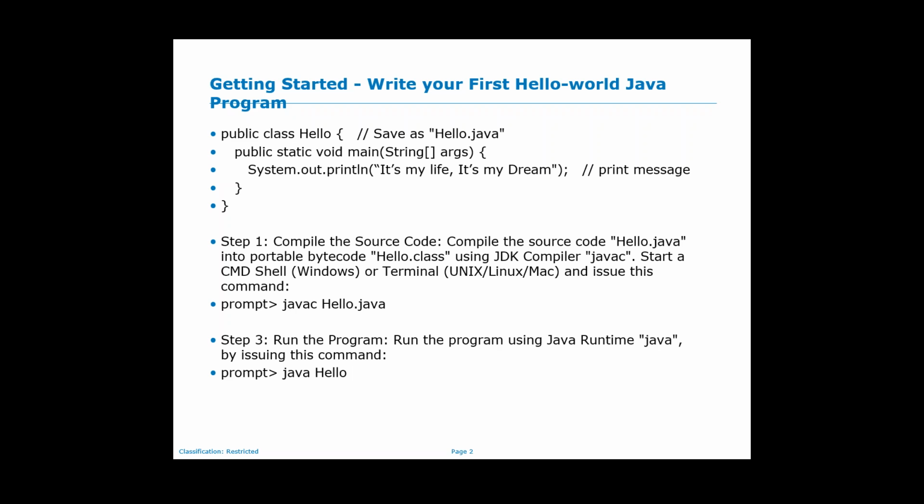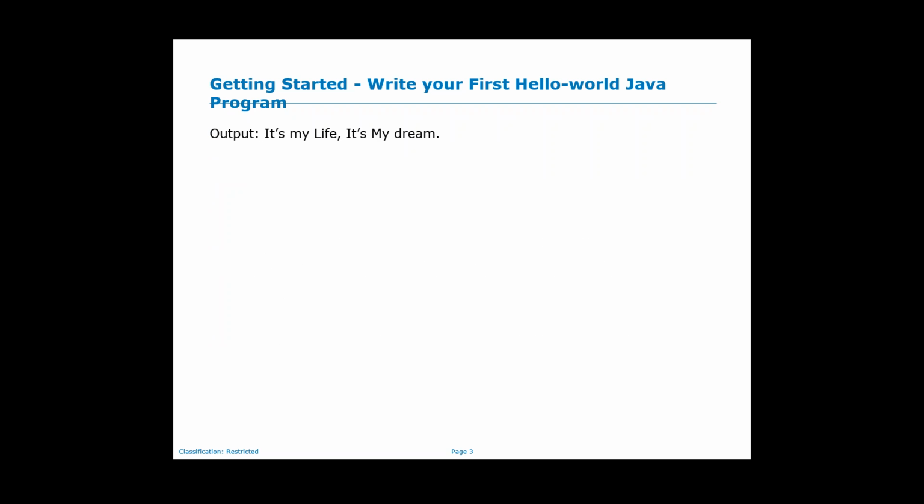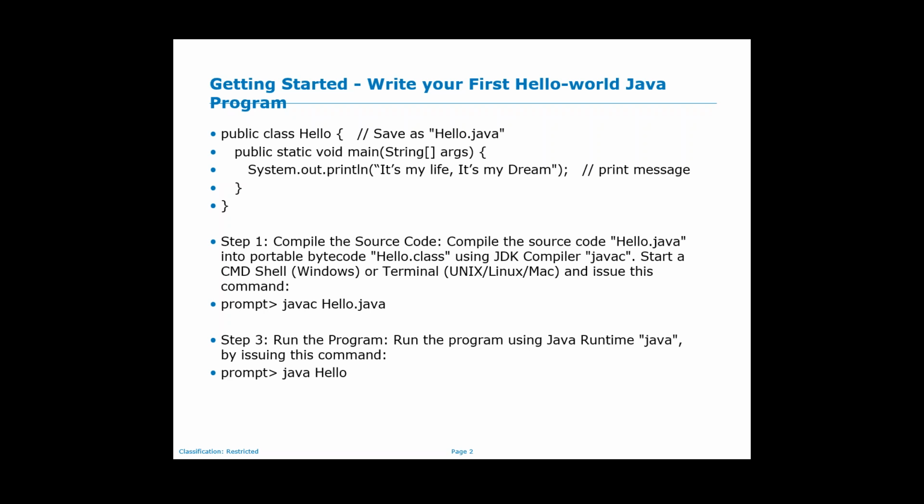But you should know that the JVM is developed by Oracle Corporation. We are not going to develop the JVM. We are just Java programmers. We are not JVM developers. And the output of this program is: it's my life, it's my dream. This is the output of this program.